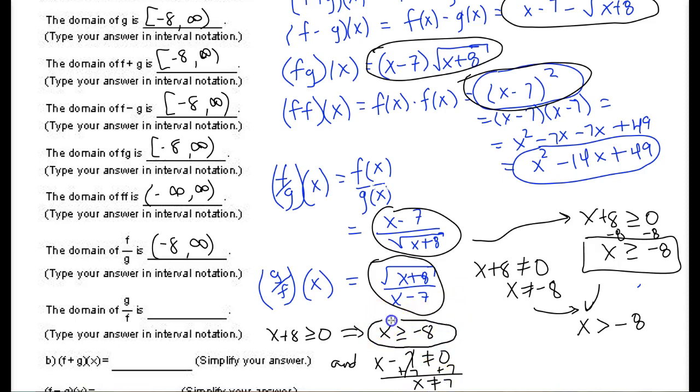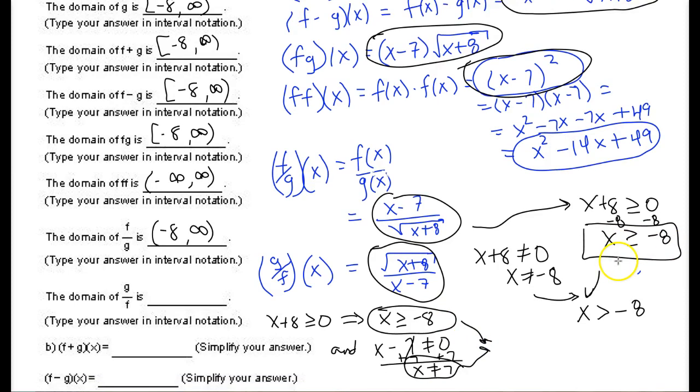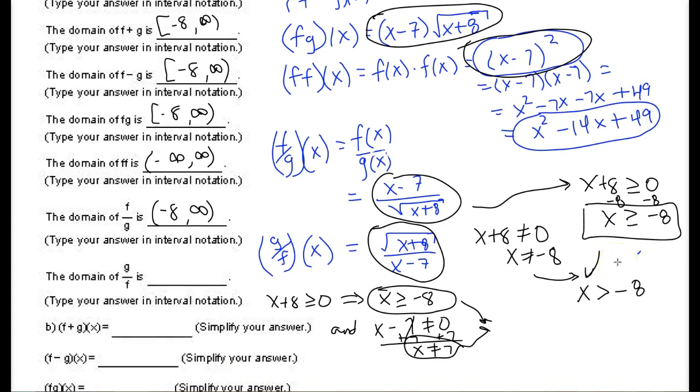So we have this condition and this condition we have to meet simultaneously. Okay? And so if we meet both of those conditions simultaneously, then what this tells us is we can choose any number that's greater than negative 8, but we have to skip 7. If we were to draw this on a number line, it would look something like this. So you would have all these numbers here, but when we got to 7, we would have to skip it.